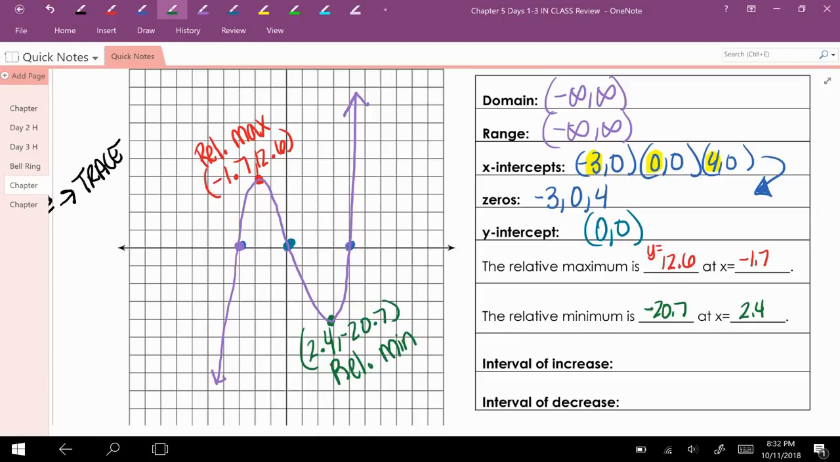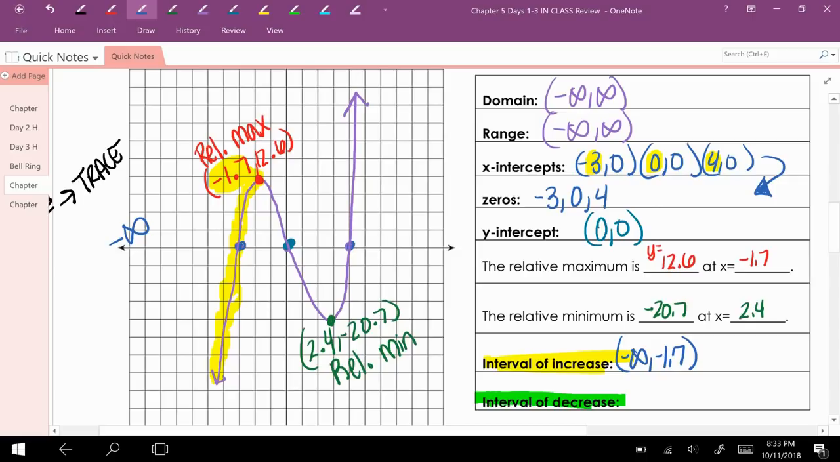Interval of increase and decrease is something that people struggle with all the time. If you like highlighters, get them out. I'm going to do interval of increase first and then interval of decrease. Now, I actually don't do it in order. I kind of just do it piece by piece. So I always start left to right. So when I go all the way to the left, I always start at negative infinity, always. It's always your x value. If you look here, I am increasing up to negative 1.7. Okay, so I go from negative infinity to negative 1.7.